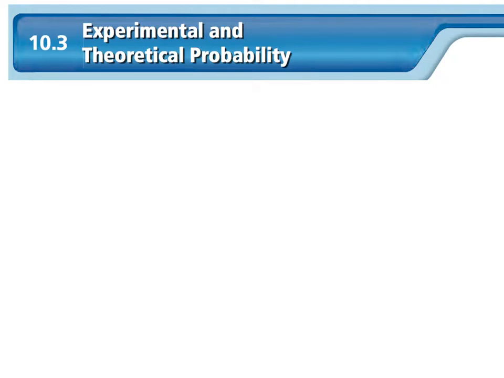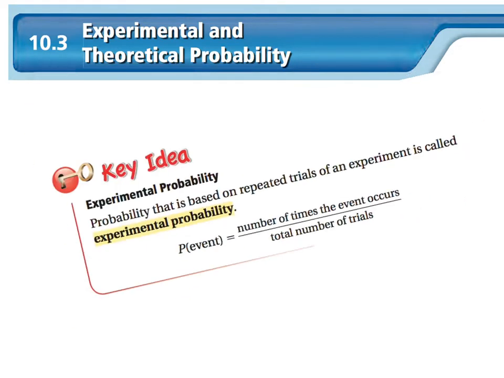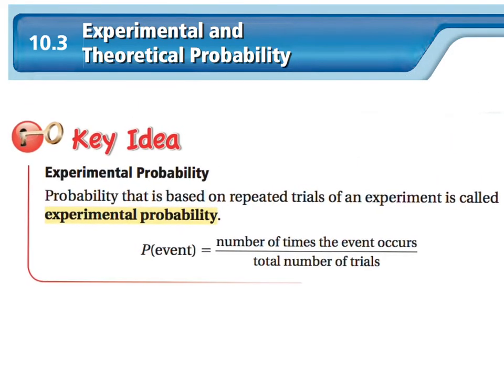In section 10.3, we're going to talk about two types of probability: experimental probability and theoretical probability. So let's start off with our first key idea, which discusses what experimental probability is. So here it is. There we go. So experimental probability.